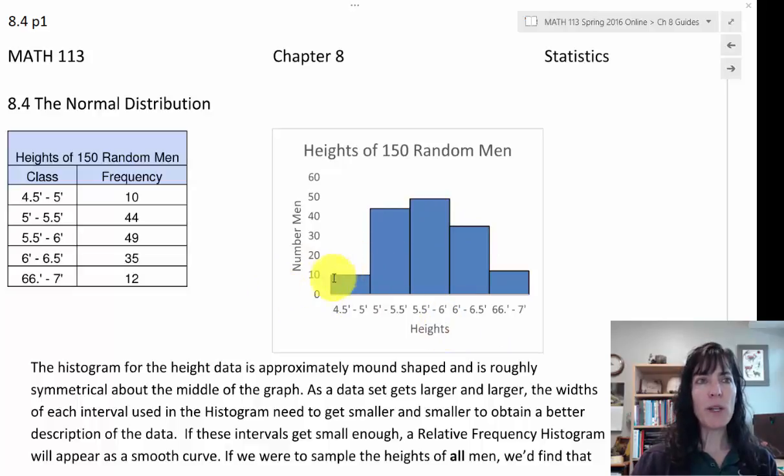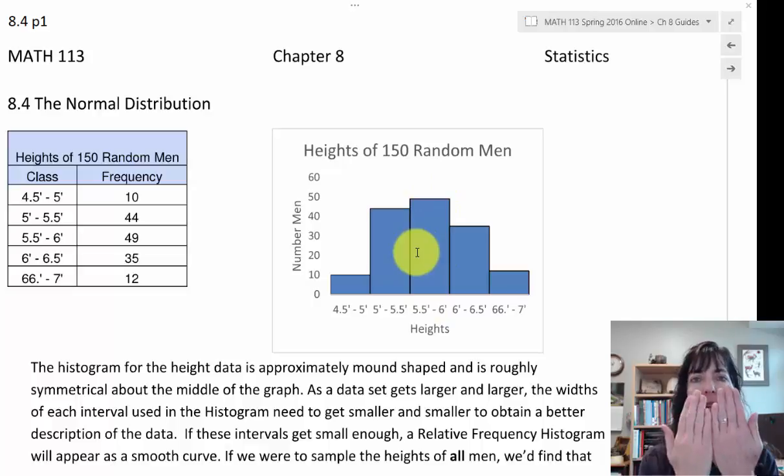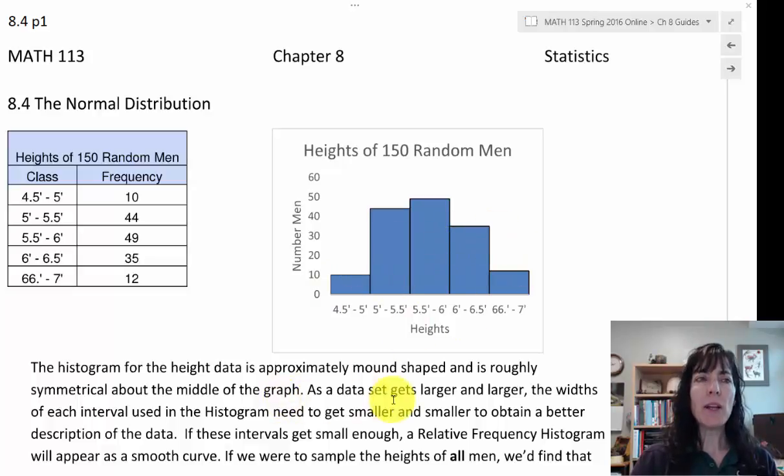And what I want you to know is that right now it looks pretty rough and pretty chunky, blocky, if you will, but it still is roughly symmetric about the mean. So about the middle here, we see a rough symmetry. If we take that histogram and fold it on itself, the left half and the right half should be about the same. And as your data set gets bigger and bigger, you take a larger and larger sample, then you get more and more data, and you end up needing to shrink these classes a little bit so that you can still be really representative of your data.